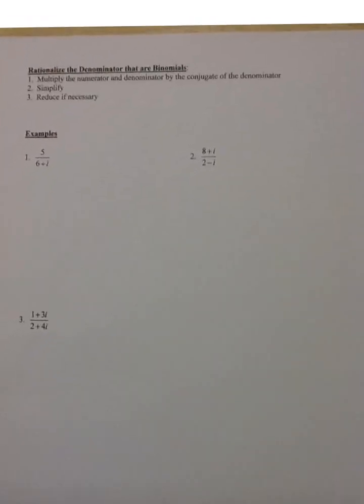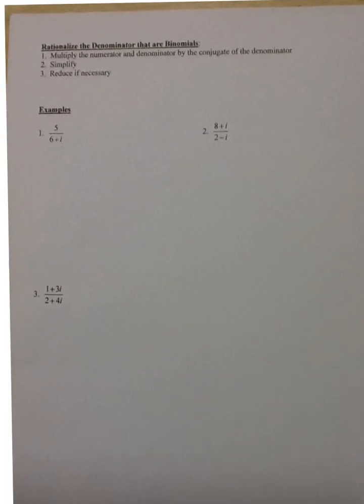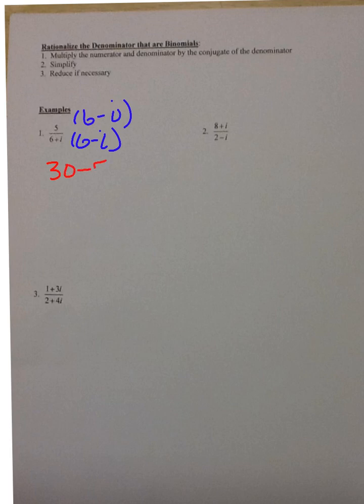Okay, so when we have a binomial in the denominator, just like when we had radicals in the denominator and it was a binomial, you multiply the numerator and the denominator by the conjugate. So the conjugate for the first one, which is 5 over 6 plus i, is 6 minus i. So I multiply the numerator and the denominator by 6 minus i. So distribute the 5 in the numerator, I get 30 minus 5i over, distributing in the denominator, 36 minus 6i plus 6i minus i squared.